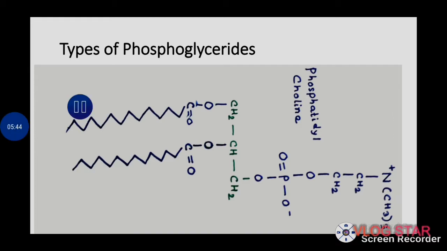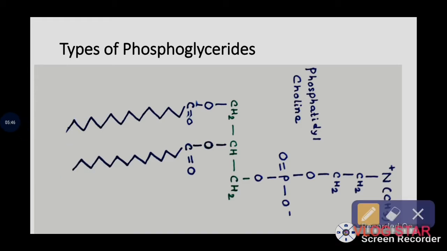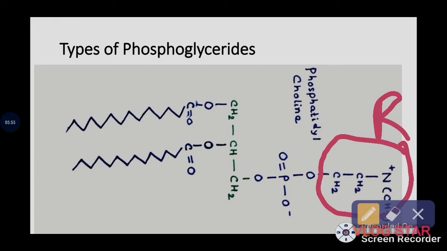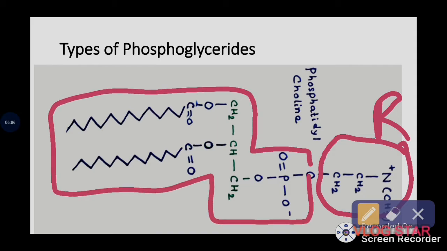So there are various types of phosphoglycerides. What are they? According to the various types of R groups present, we can name them differently. You can see the generalized structure of a phospholipid to which an R group is linked. Here it is choline, that's why we call it phosphatidylcholine. This is the structure of choline.